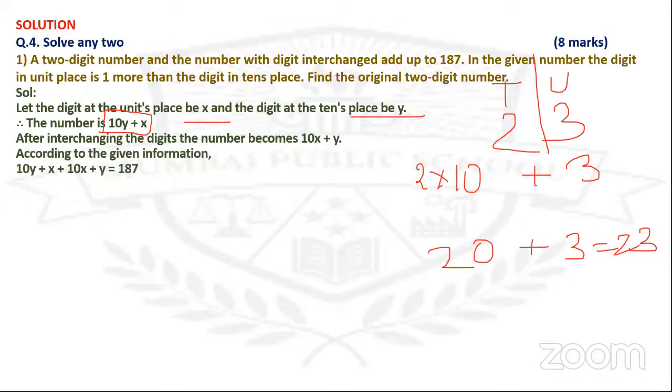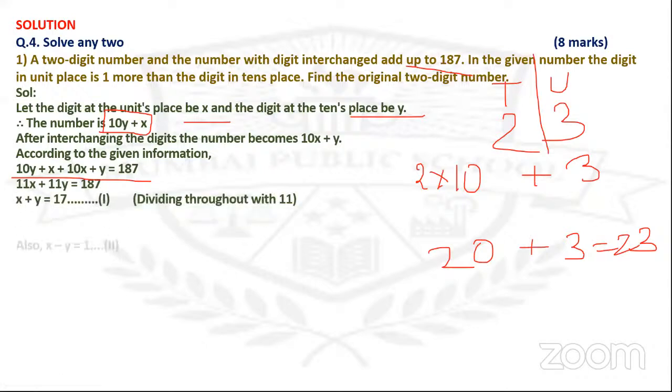Understand? So according to the given information, the two-digit number and the number with digits interchanged add up to 187. Their addition is 187. And in the given number, the digit in the units place is one more. So this is the next information. According to the given information, 10y plus x plus 10x plus y equals 187. You'll get 11x plus 11y equals 187. So x plus y equals 17. Also x minus y equals 1.